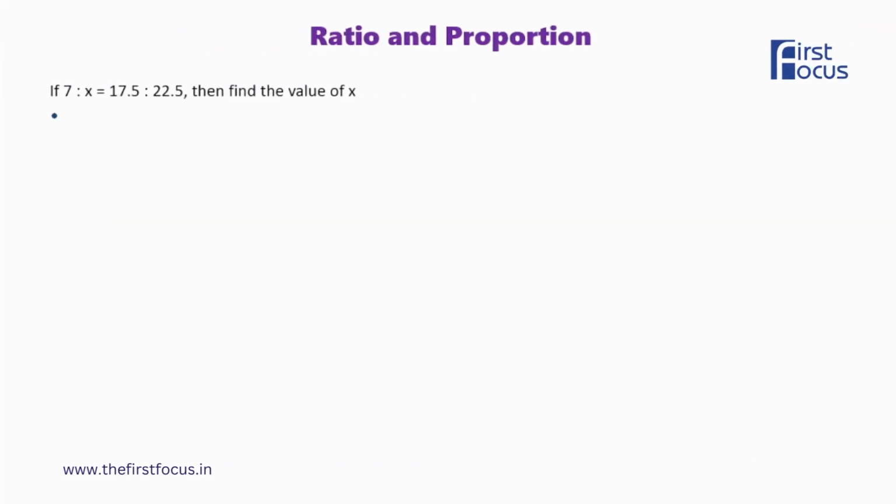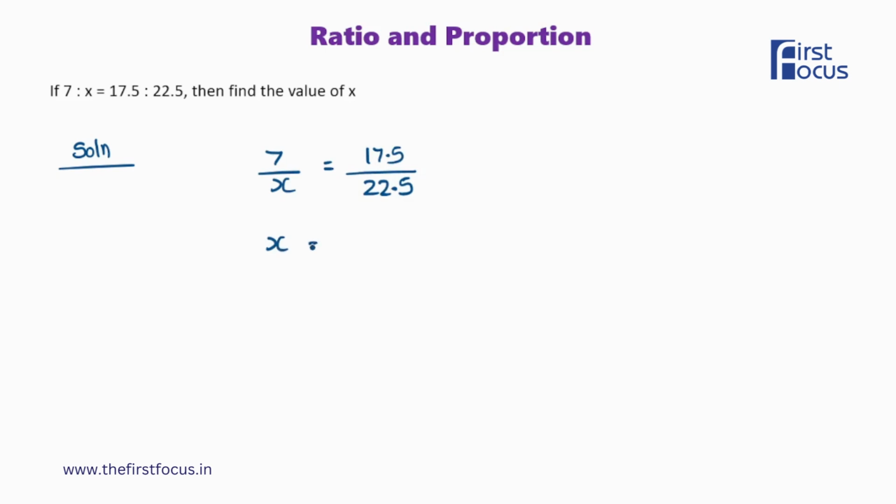Here is our next problem. If 7 is to x is equal to 17.5 is to 22.5, then find the value of x. Here the proportion is given. We have to find the value of x. If something is given in ratio, in order to find the missing value, we can write it in the form of a fraction. That is 7 by x is equal to 17.5 divided by 22.5.